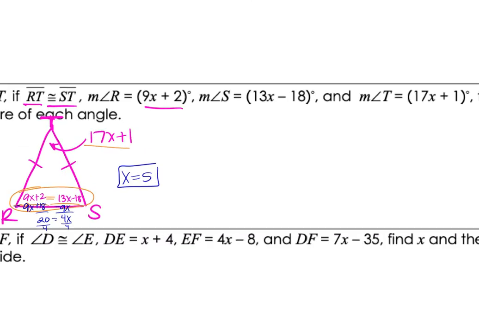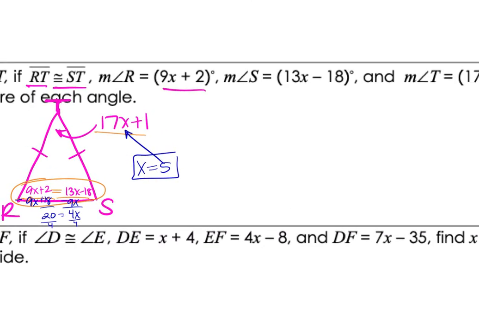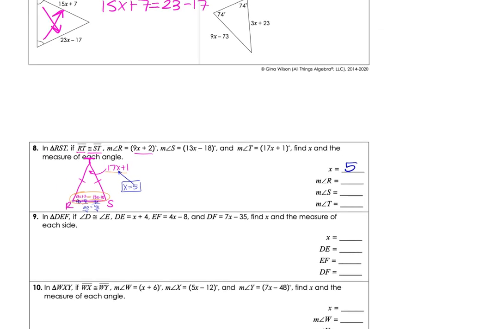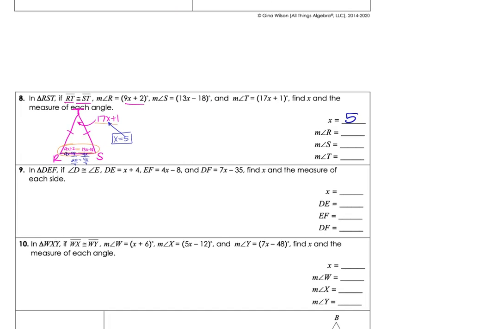Okay. How do you find r, s, and t? You plug them in. So you're going to go 17 times 5 plus 1 is going to be angle t. And that you can literally just plug into your calculator. That's totally fine. Did anyone do that yet? What do you get? 17 times 5 plus 1. Did you get 86? Hopefully.